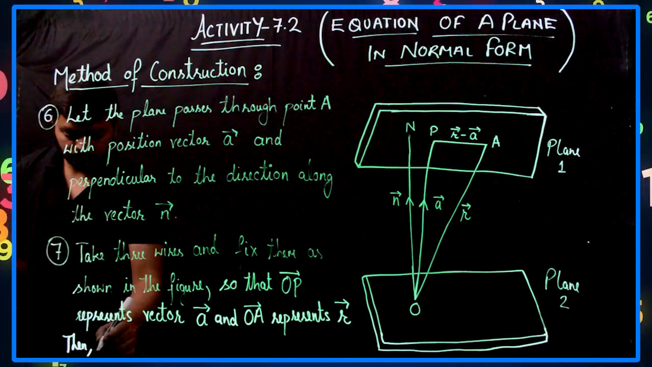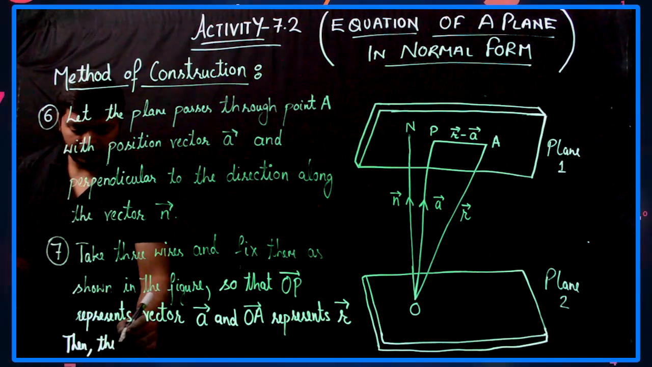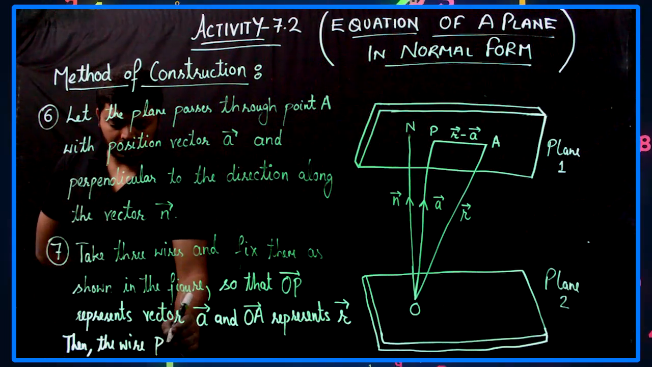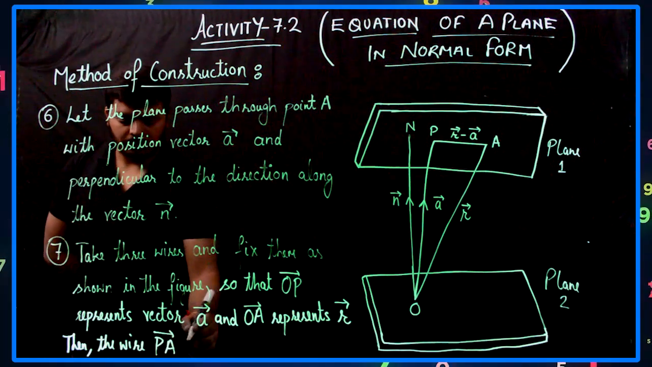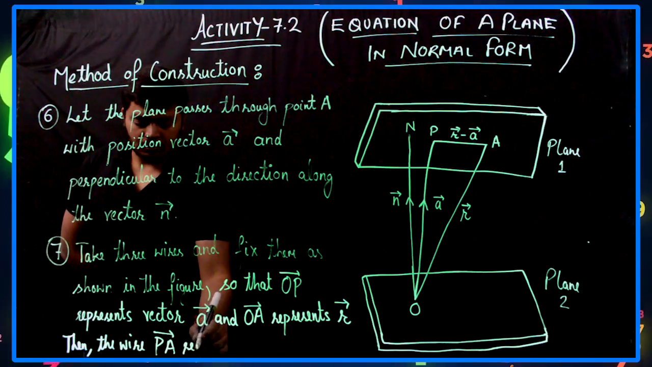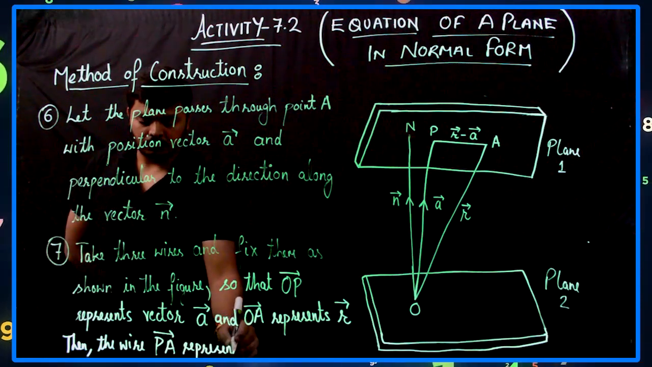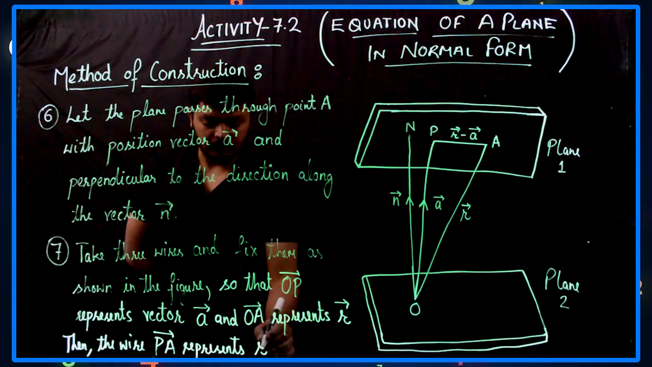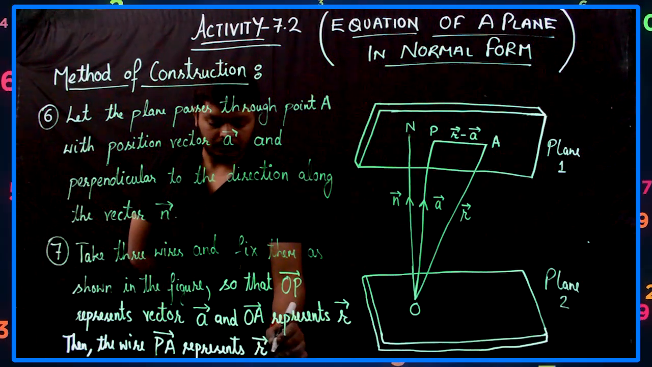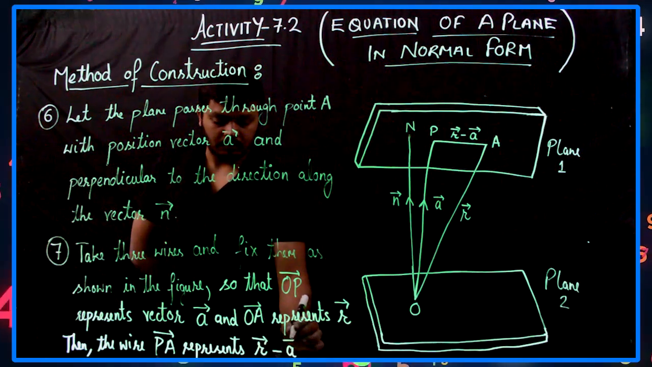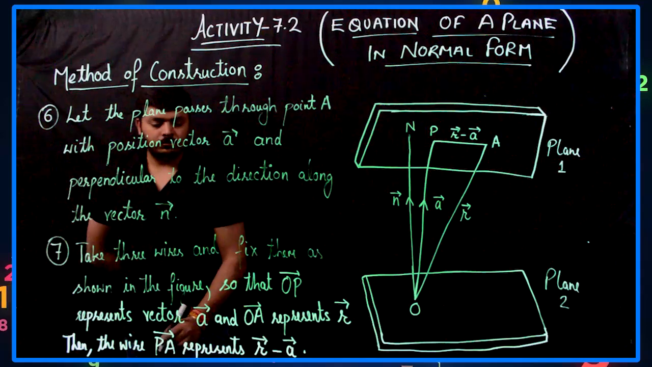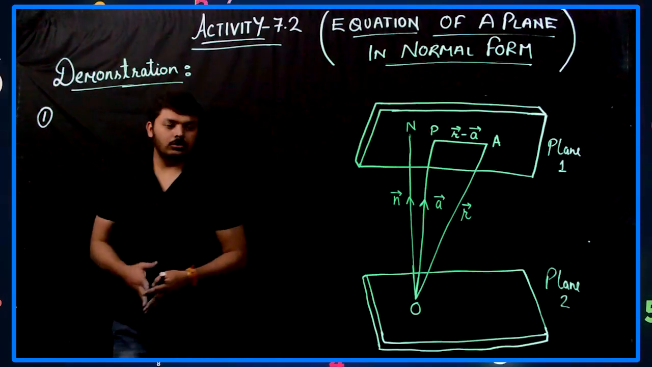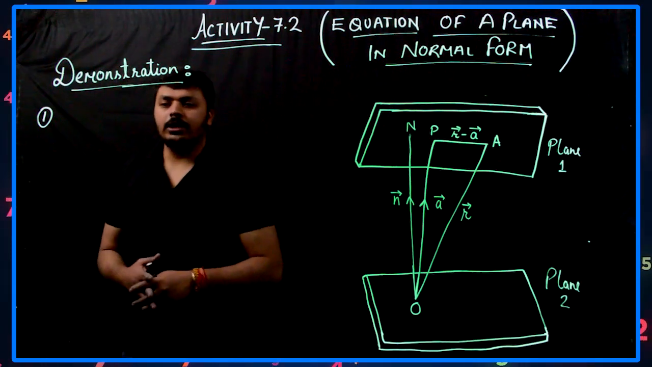Then the wire PA represents vector R minus vector A. That is, PA then represents vector R minus vector A. So students, now let's see the demonstration for this activity.